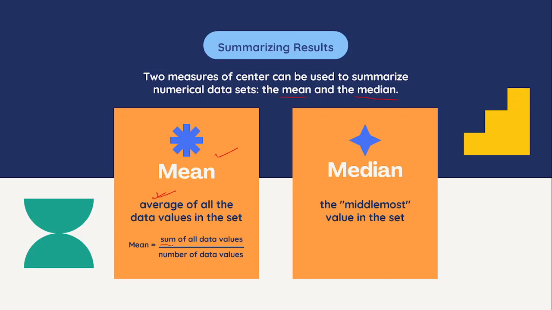In a set, whatever data values you get, you need to find its average. How do we find it? First of all, we find the sum of all the data values and then we divide it by the number of data values, how many total data values there are. Like that we calculate average, and average is also known as mean. Now next is median. Median means whatever is the middlemost value of the set, that is median. Let's do some examples on it.